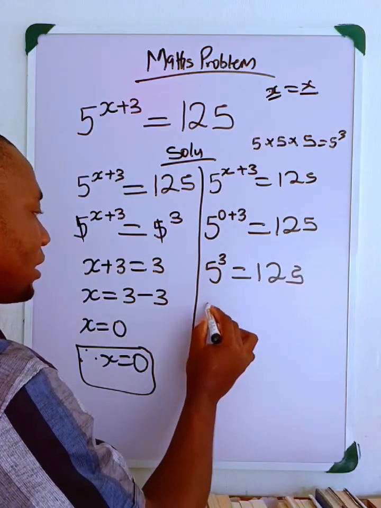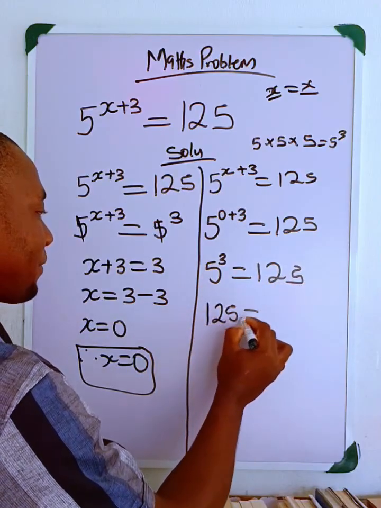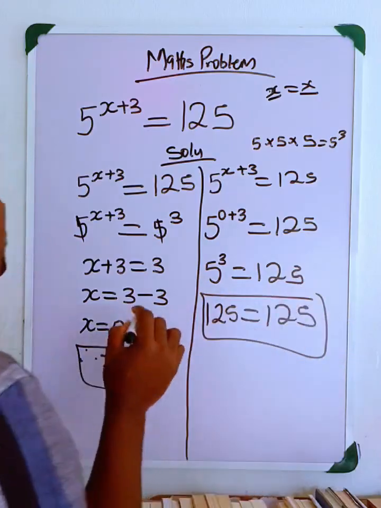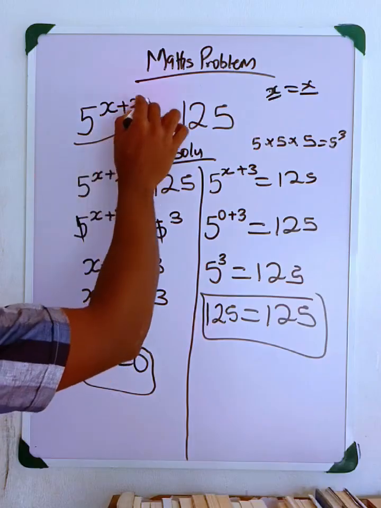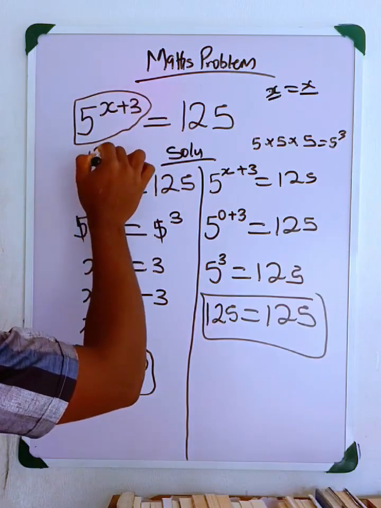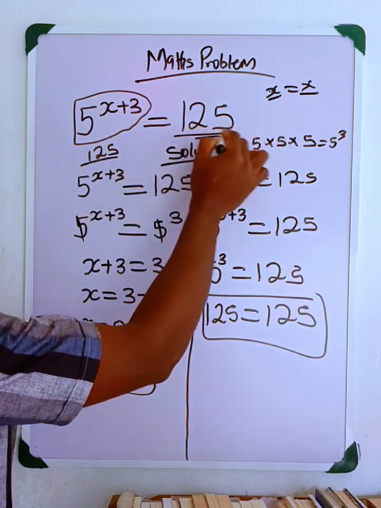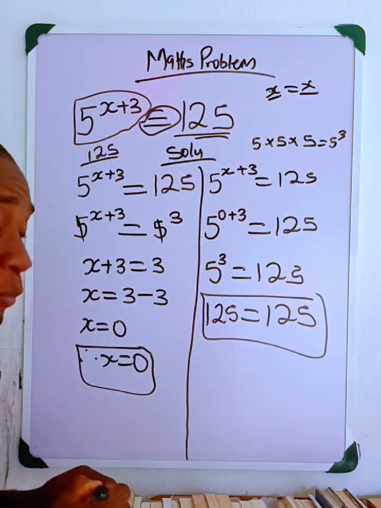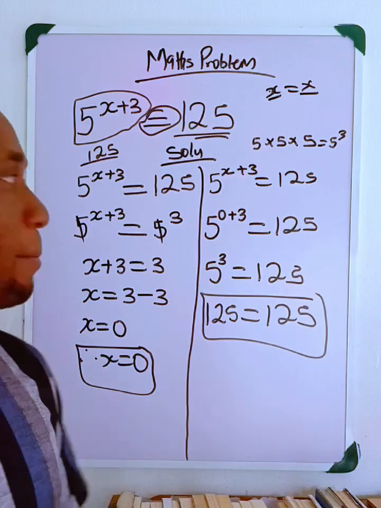Therefore, this is 125 equals 125. At the end of the day, we've been able to find out that everything here equals 125 as well as everything here. That's why we have this equality sign. It's very, very instructional and foundational in mathematics.